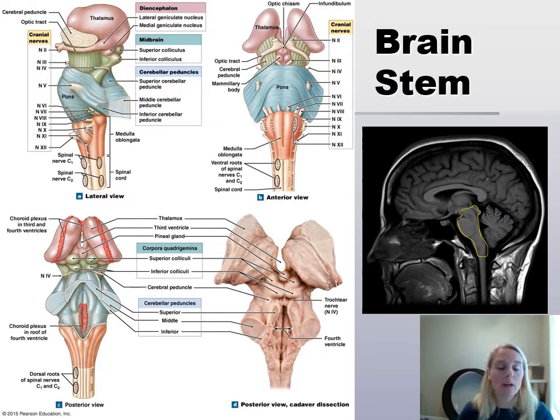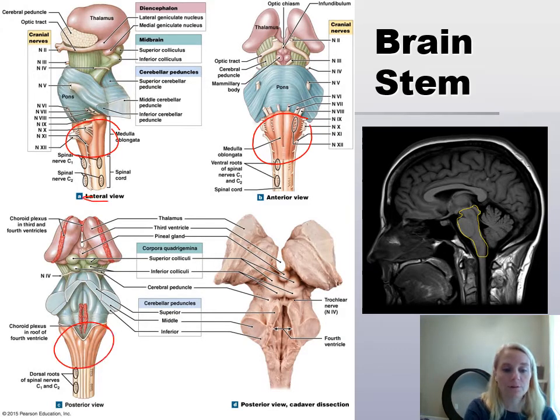Okay, so let's go through this roadmap real quick. I don't want to spend a ton of time on this because it's not where all the details are. So the medulla is the orange part. So we're seeing a lateral view, an anterior view, and a posterior view, and then a posterior view with an actual cadaver brain. So again, remember the medulla is continuous with the spinal cord. So they're showing nerve roots of the spinal cord. So that's something that we learned back in chapter 13.